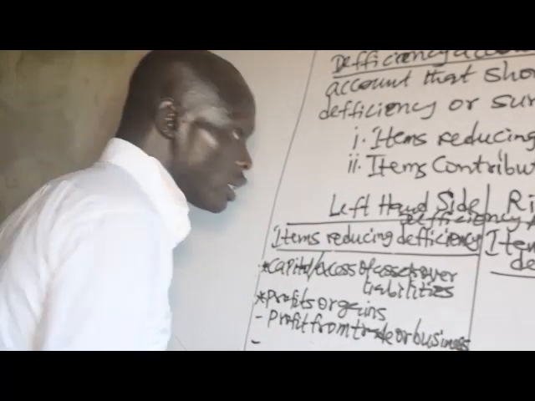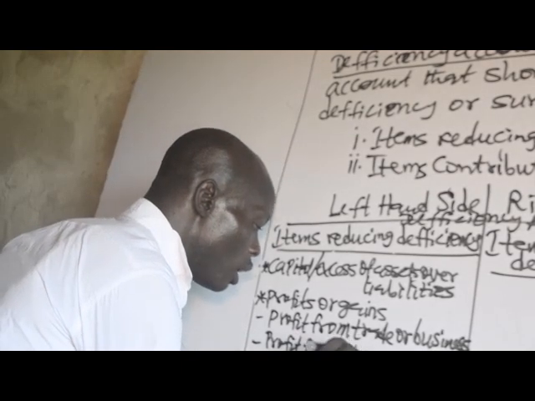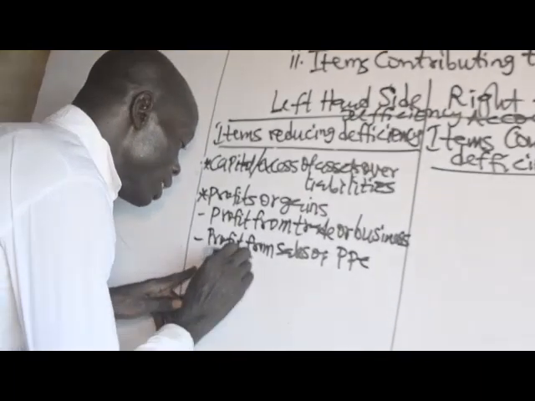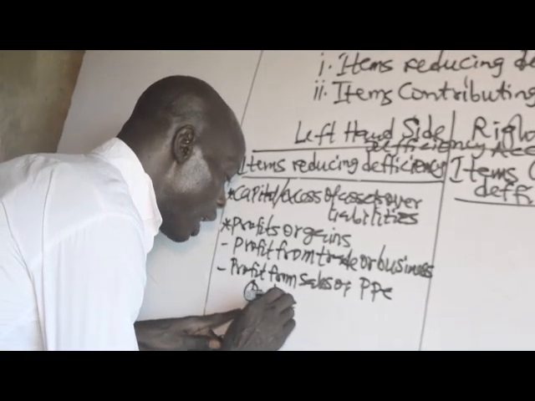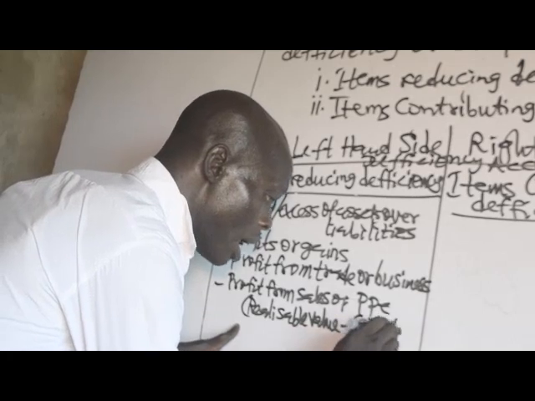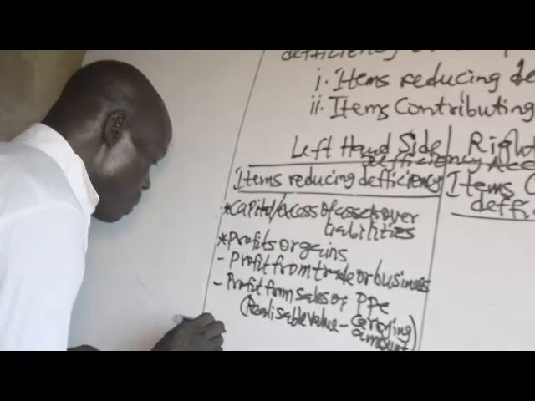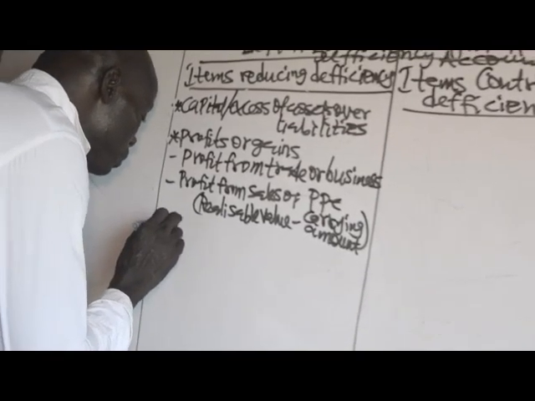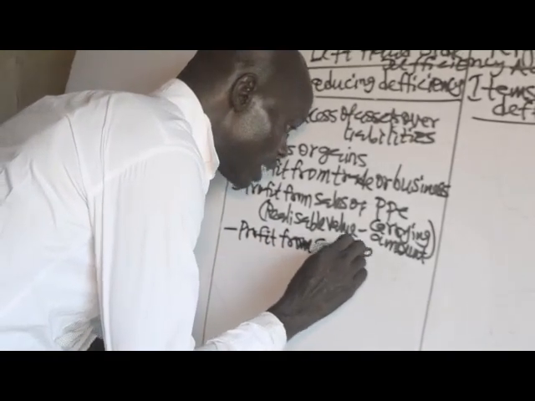Number two, you have profit from sales of PPE. This will be obtained by subtracting the carrying amount of the PPE from the realizable value of the PPE. That is, realizable value minus the net book value of the PPE. Then we may also have the profit from other assets. We also have profit from sales of investment.